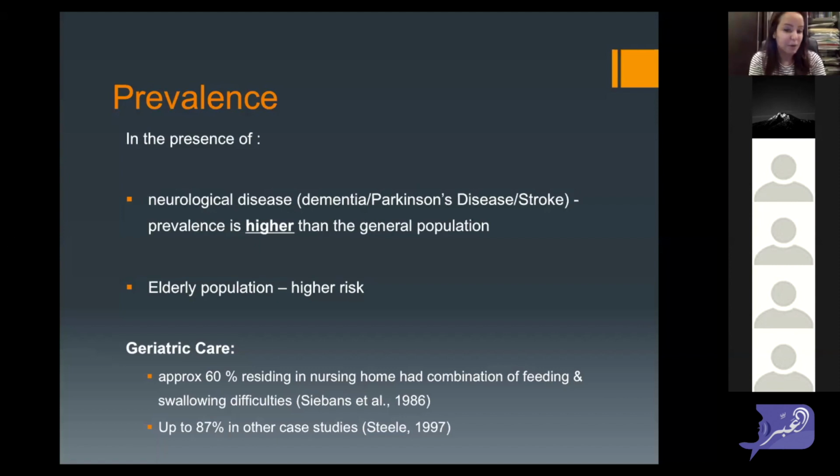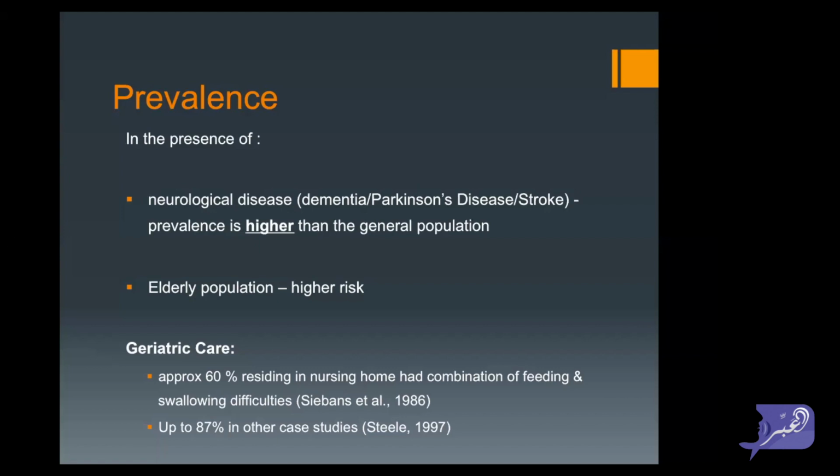The elderly population is, of course, at a higher risk. And that's why if we go to a geriatric care unit or a nursing home, we find 60%, the studies have found, of individuals or patients residing in those settings had some kind of a feeding and swallowing problem, okay, or difficulty.